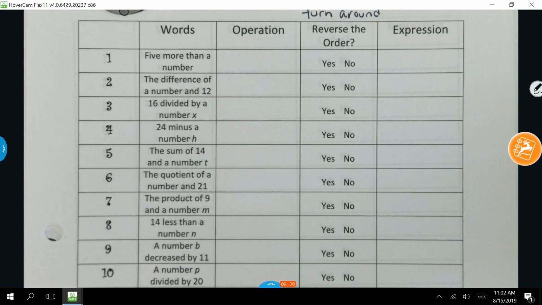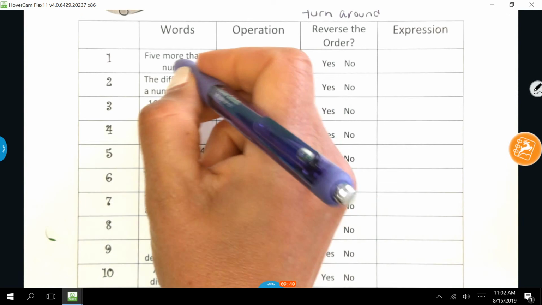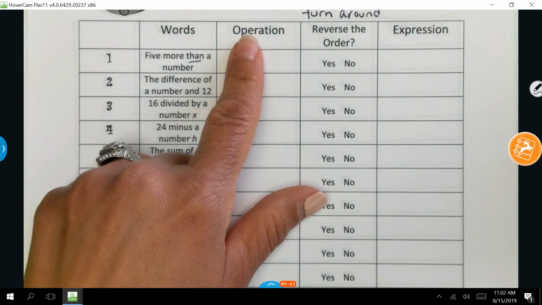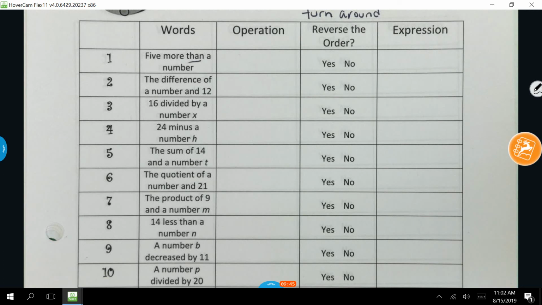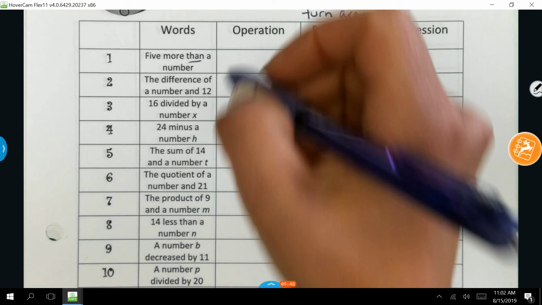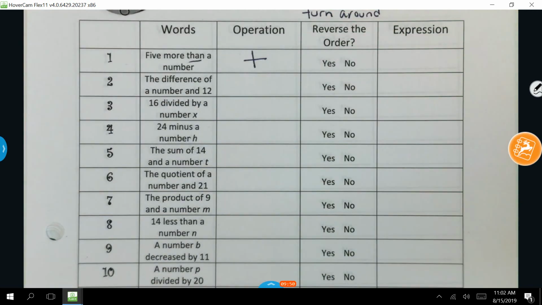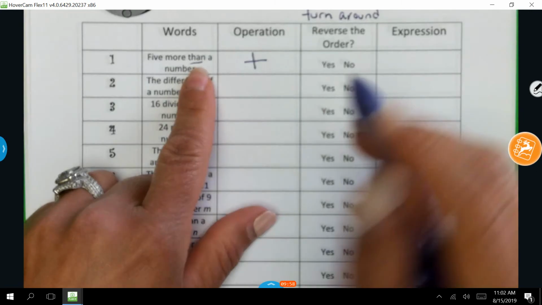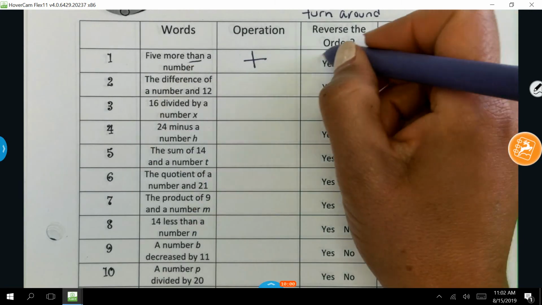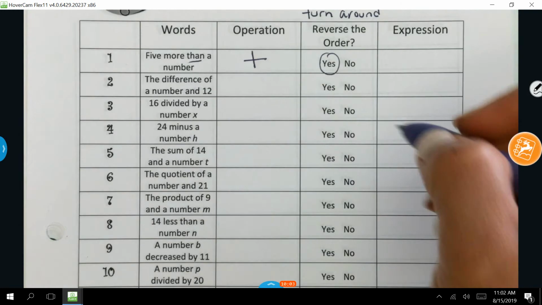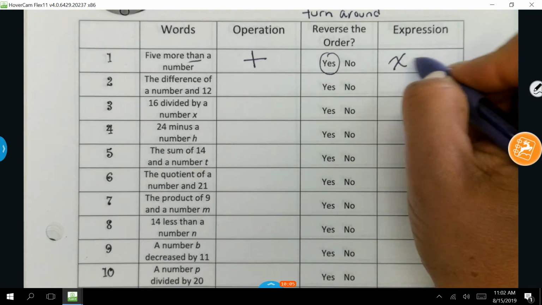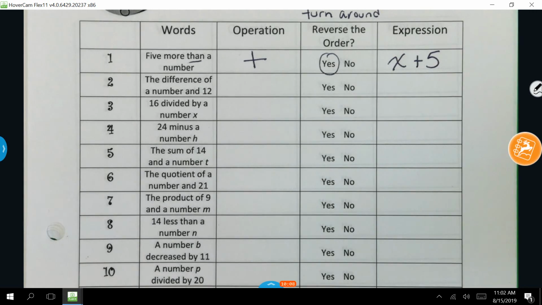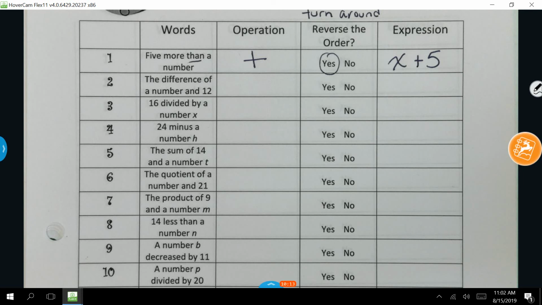So 5 more than a number. First of all, is this adding, subtracting, multiplying, or dividing? Adding. If you want to write the word out, feel free. I'm just going to write the symbol. For a multiplication, let's put a dot. Now, do we reverse the order? More than. Technically, yes, but it's addition. It's commutative, so it really won't change the answer. But we will put it that way. Again, you'll see than and you'll see from.